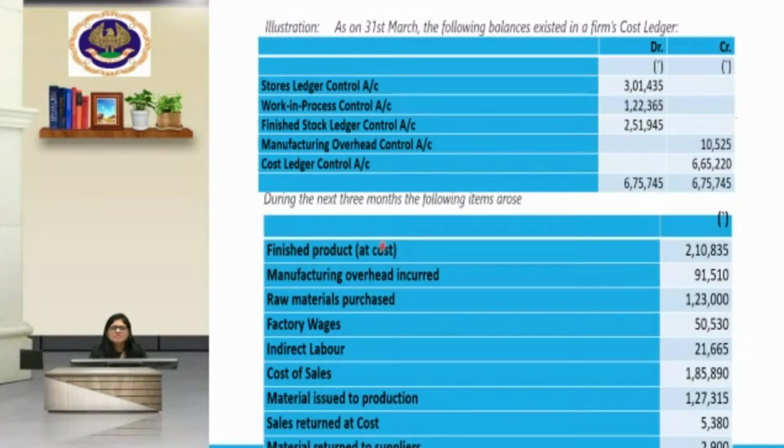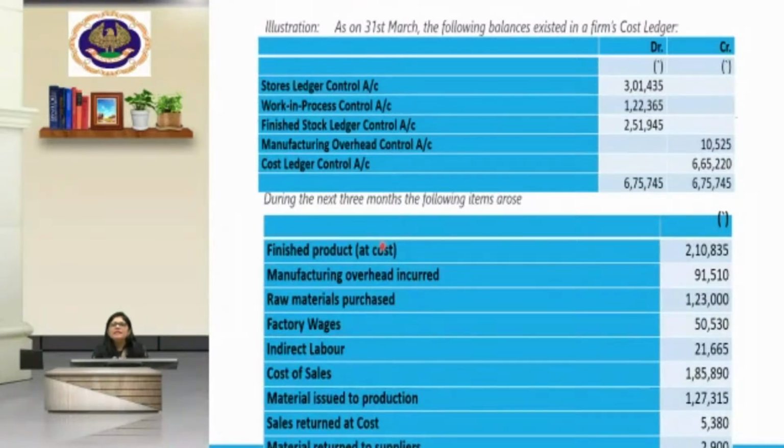2,10,835. It is the output of which account? Can I have the answer? Excellent. No, it's not finished goods. It's WIP. I repeat it. WIP account is the production account. It gives you the output.